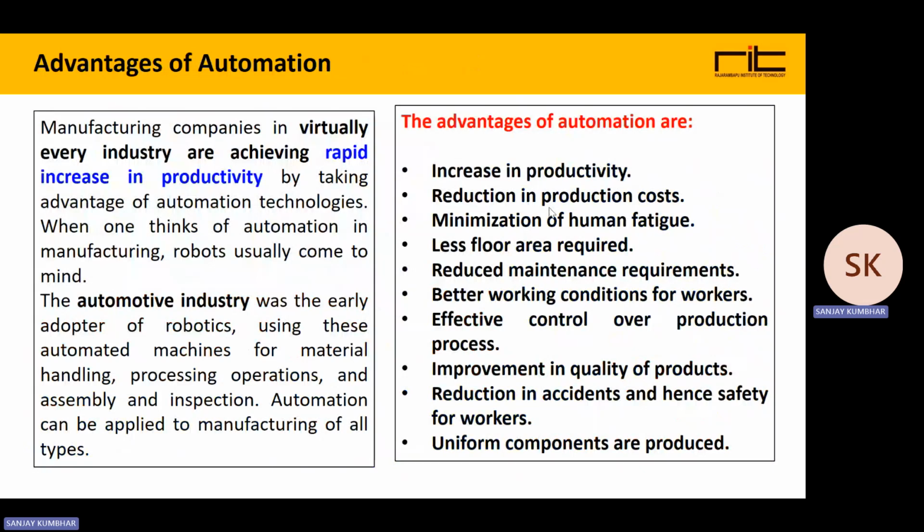Because of this automation, productivity increases, there will be a reduction in production cost, human heat fatigue will be reduced, less floor area is required, and less maintenance is required. For workers, there will be better working conditions. We can control the production process effectively, improve the quality of the products, reduce accidents, and enhance the safety of the workers.